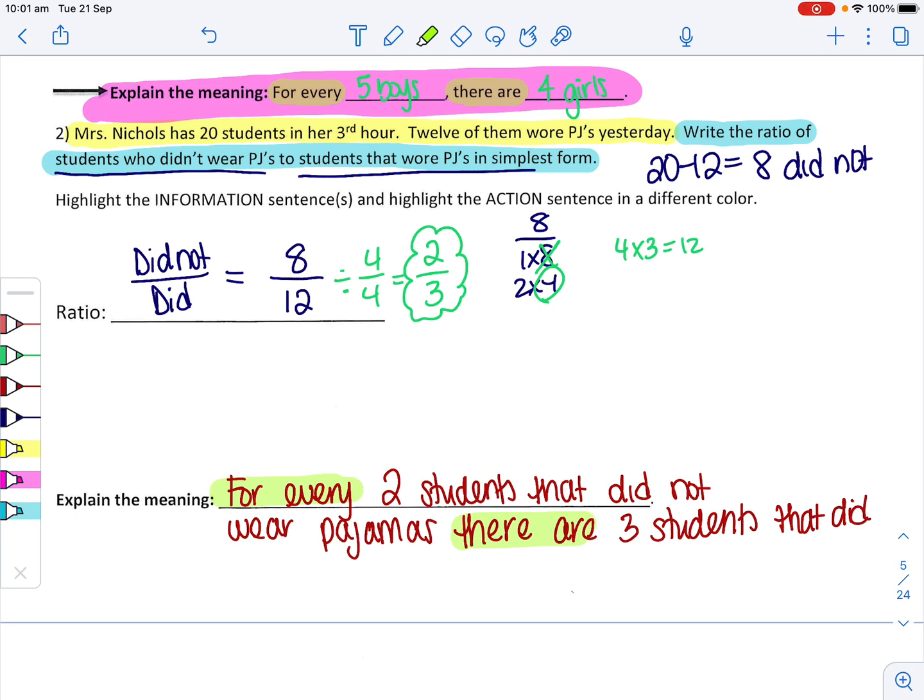Okay. This is part to part. Now we're going to talk about part to whole. So I'm going to do a separate video for the examples on part to whole ratios.